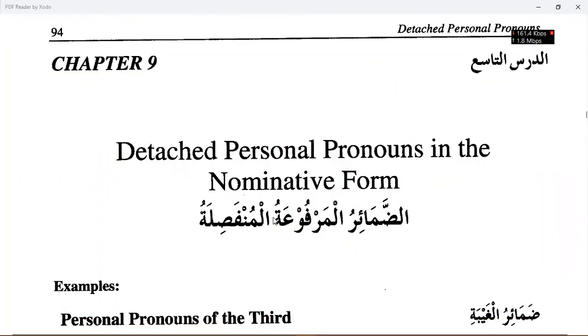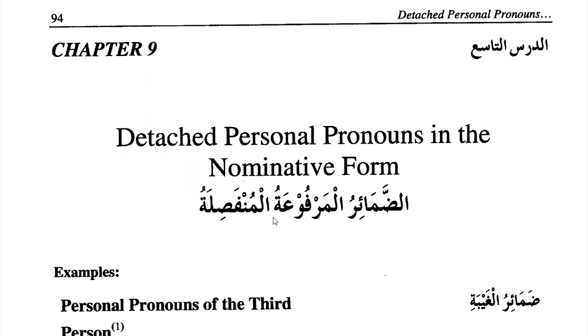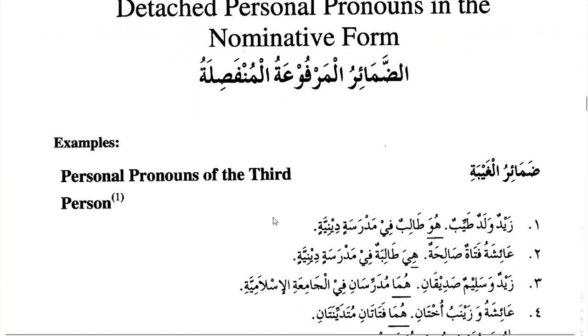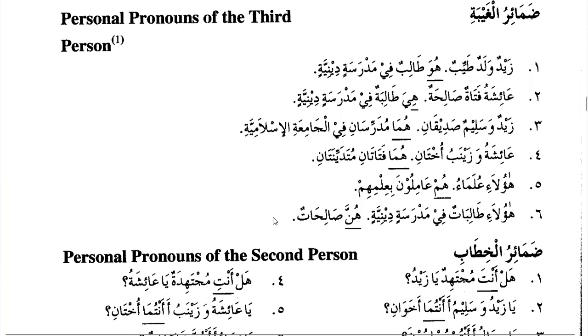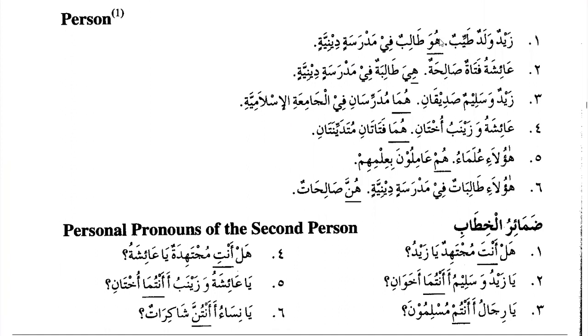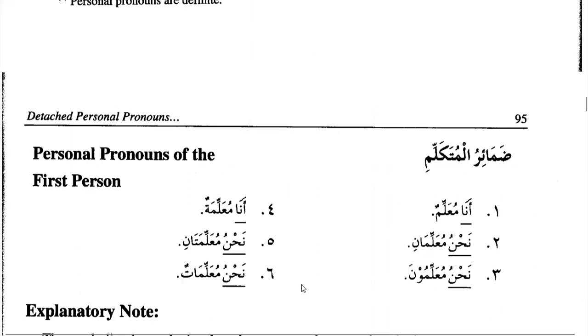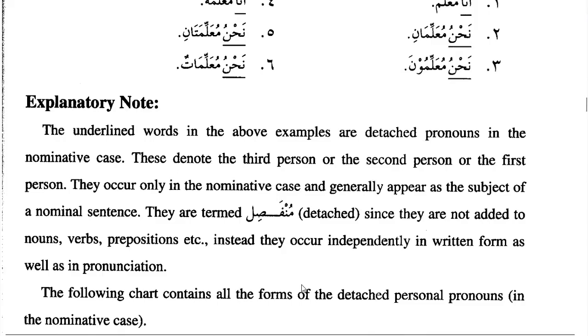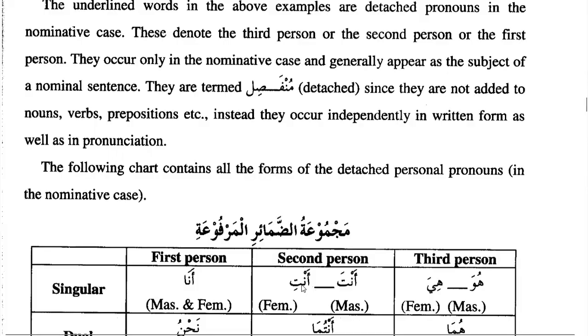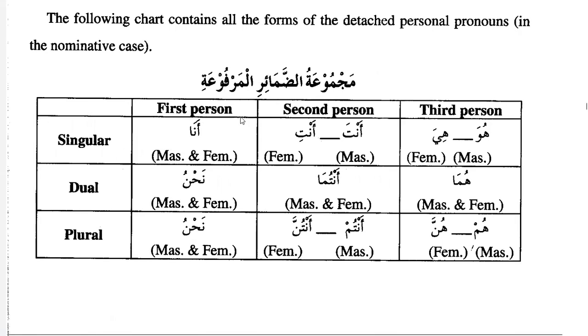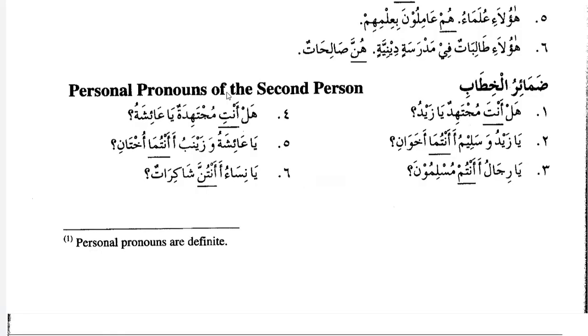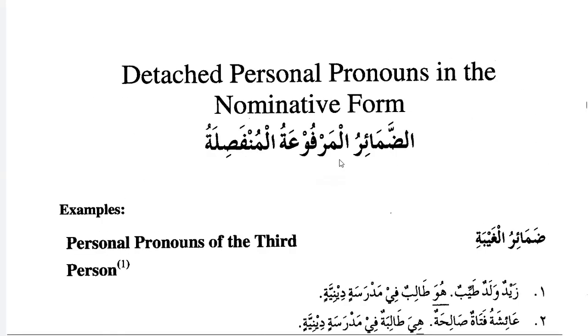Today we start chapter number 9, Detached Personal Pronouns, the marfu' form of these detached personal pronouns. Many of you already know the pronouns like huwa, hiya, huma, hum, hunna, anta, anti, antuma, antum, antunna, and ana and nahnu as well. These pronouns are known as dhamirul lafl munfasila.